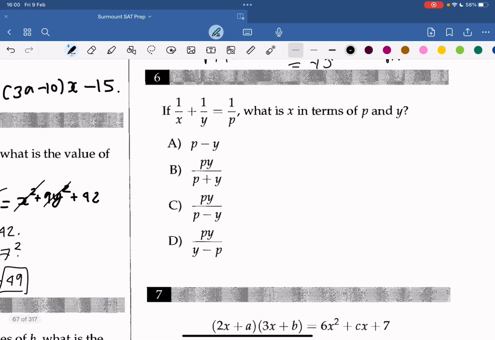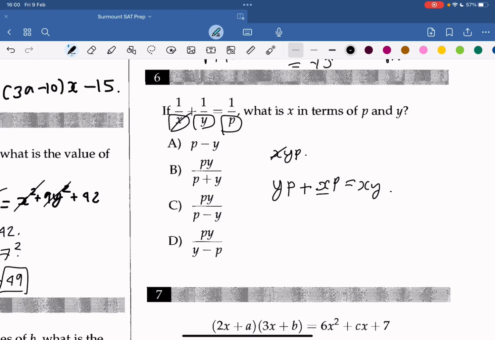Question 6, if 1 over x plus 1 over y is equal to 1 over p, what is x in terms of p and y? So again, let's get rid of the denominator, and how do we do that? We multiply both sides by xyp. By doing so, we'll get yp plus, because the x's will cancel out, and then we'll get xp is equal to xy.